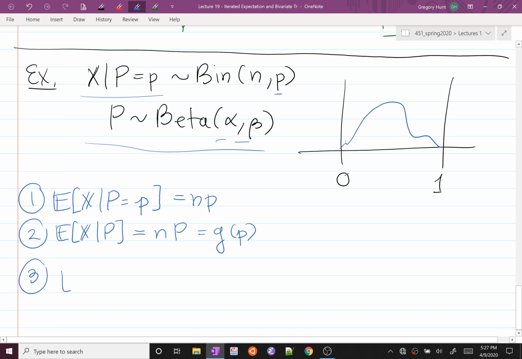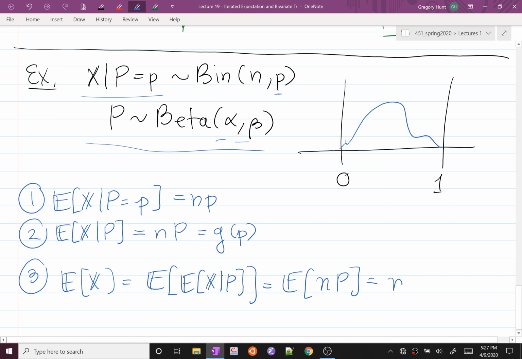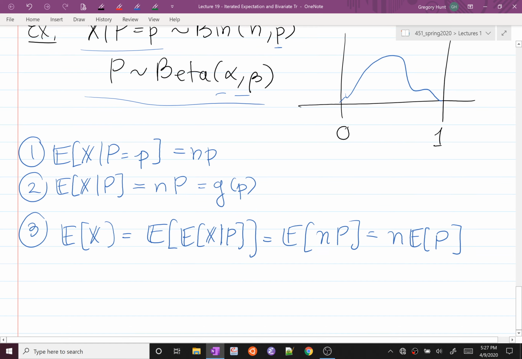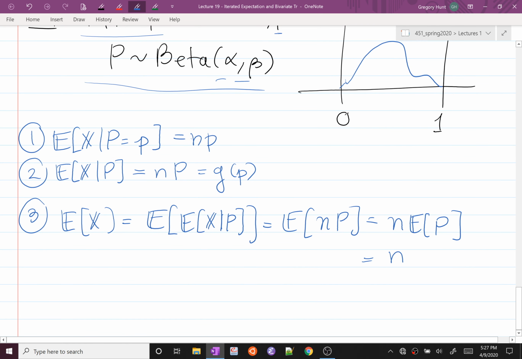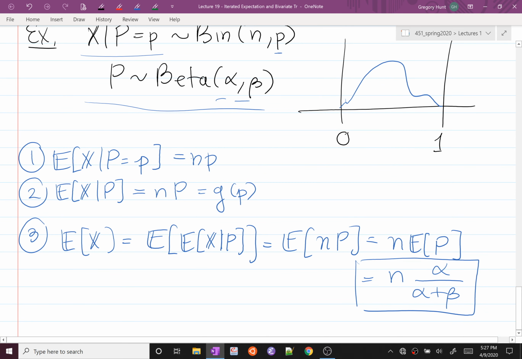And our third step is that the expected value of x we can get by taking the expected value of the second step, x given p. So this is the expected value of n times p, and as a constant comes out, n times the expected value of p. And you have to look up what the expected value of a beta random variable is. It's alpha over alpha plus beta. So in this case, the expected value of x is just n times the expected value of p. That seems like a nice little result.